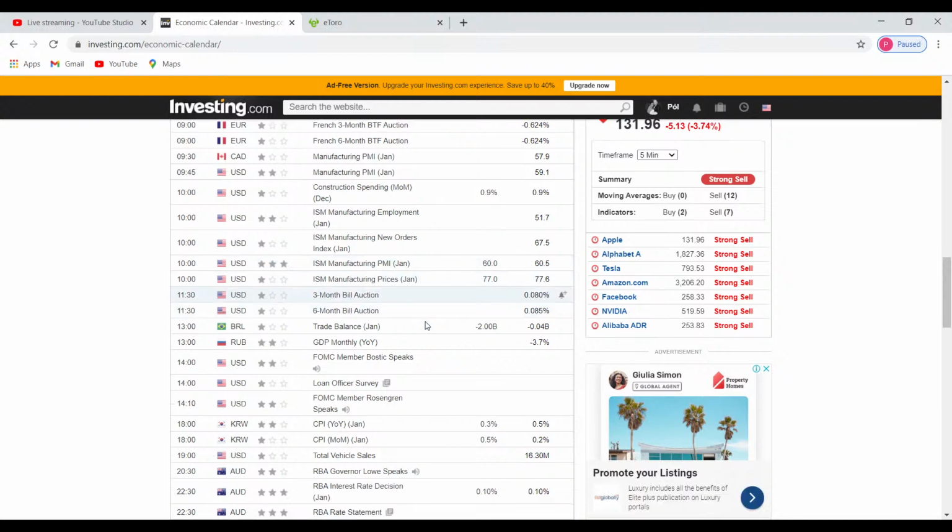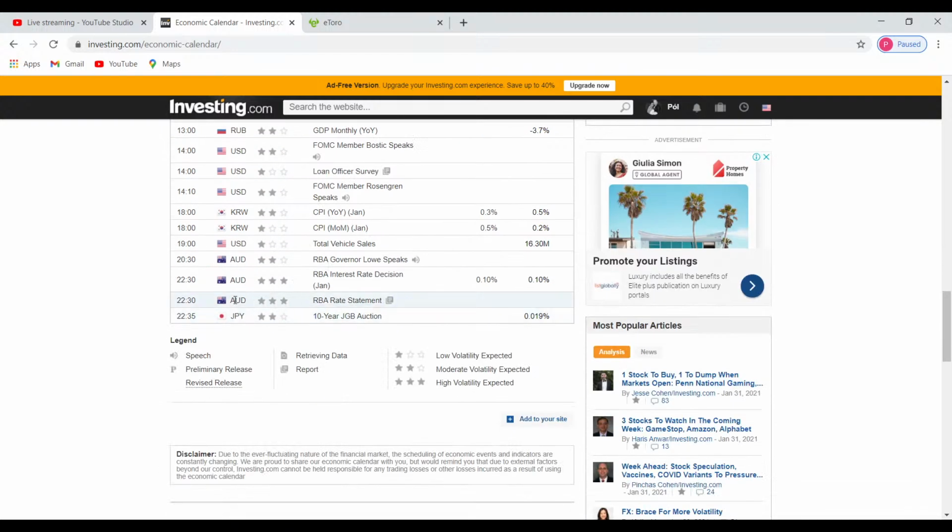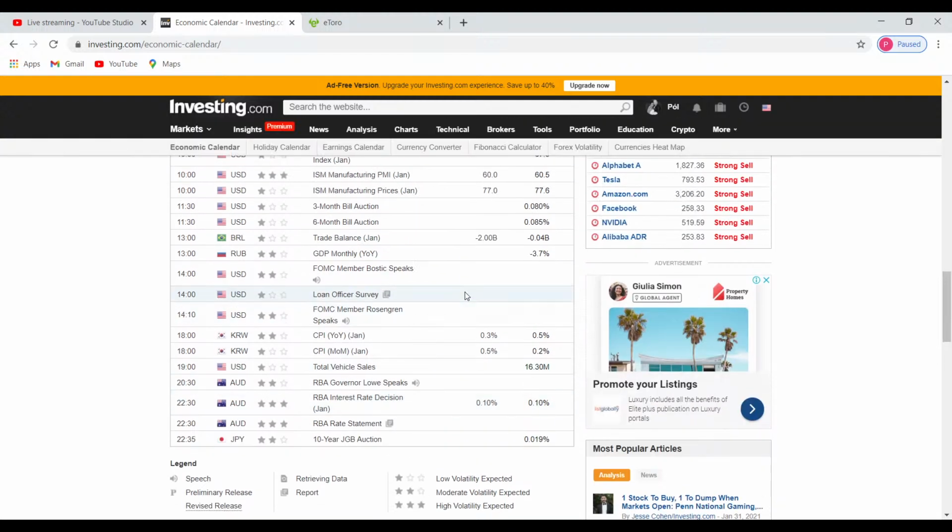Other than that, we have the interest rates in Australia, and this will of course affect significantly the Aussie dollar and also the Aussie dollar US pair. However, it's not going to change. They're not going to change their interest rate at this point whatsoever.